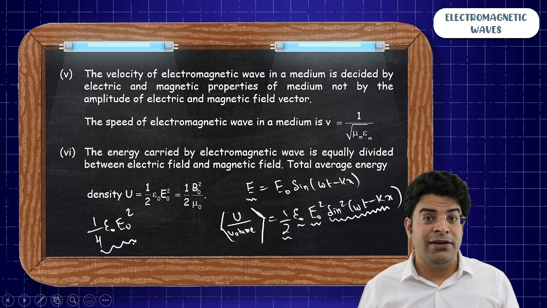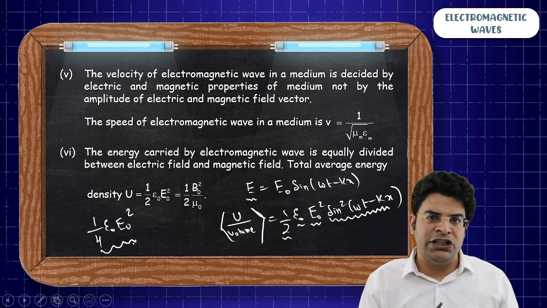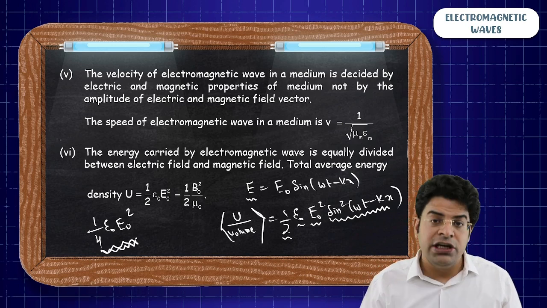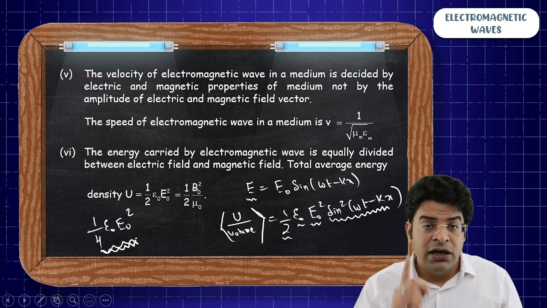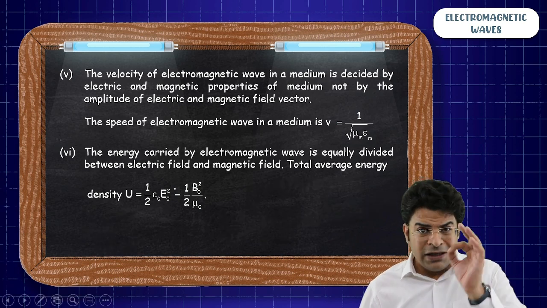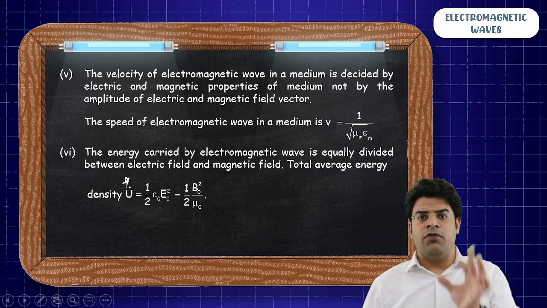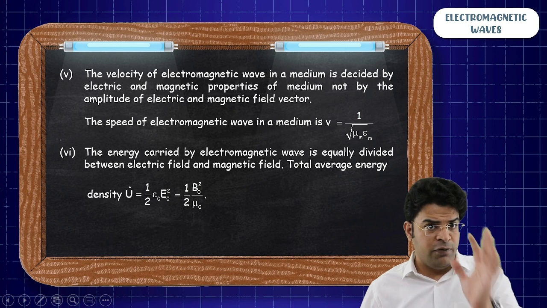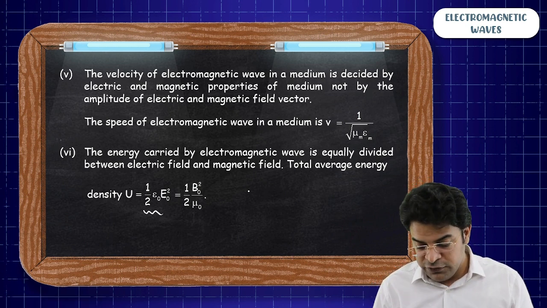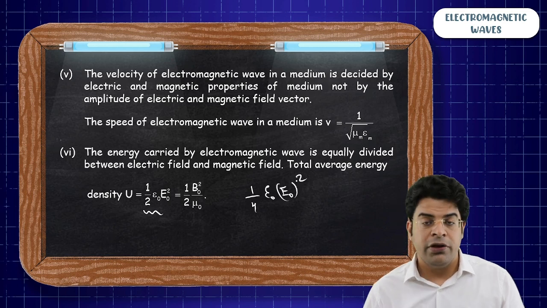But we know that the same amount of energy is also associated with the magnetic field. So the total energy has to be double the energy due to the electric field alone. That's why the total energy came out to be half epsilon naught E peak whole square. So once again, emphasizing here, the energy stored per unit volume in the form of electric field will be half of this. That will be 1 by 4 epsilon naught E peak square.